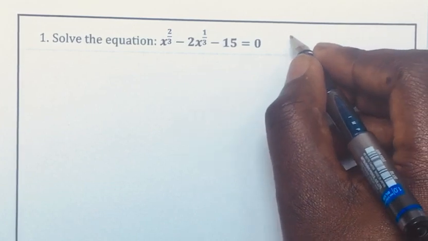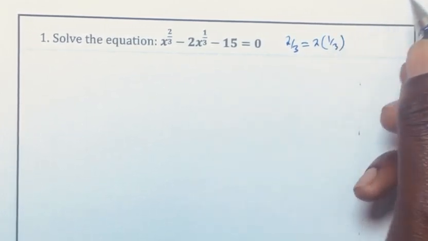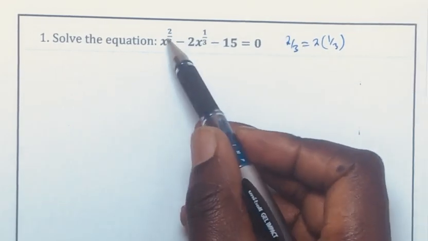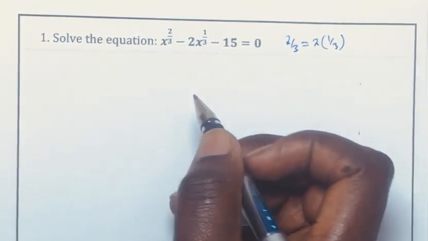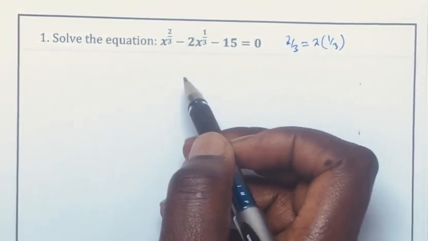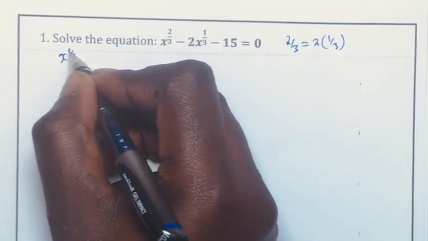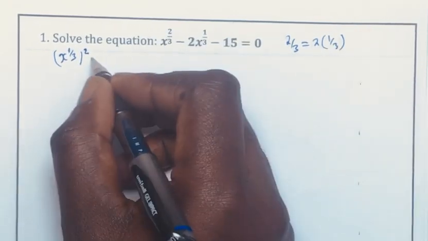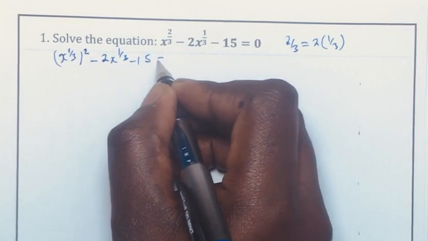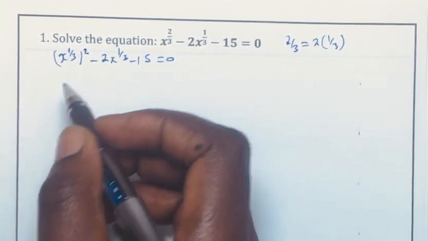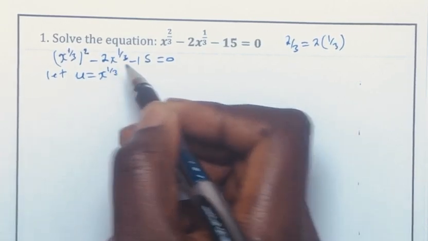So let us check. You can write 2/3 as 2 times a third. So for sure you can see that the first exponent, 2/3, is twice a third. So if that is the case, we can rewrite this equation as x raised to power 1/3 squared minus 2x raised to power 1/3 minus 15 is equal to 0. So we can now let u be equal to x raised to power 1/3.